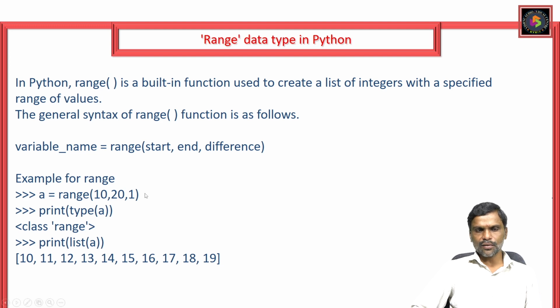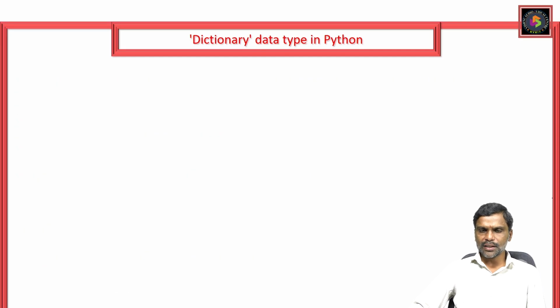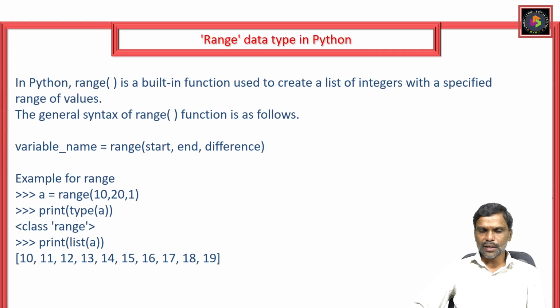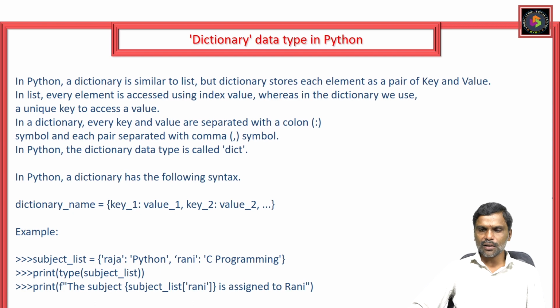Range we have discussed. The next one is the dictionary data type. In Python, dictionaries are similar to lists. Here the dictionary, like sets, is represented with flower brackets, but it stores each element as a pair of key and value. Each element is separated with a comma, and these are enclosed by open and close braces, and each element contains a key and value. Key and value are separated by a colon. You can see the syntax.